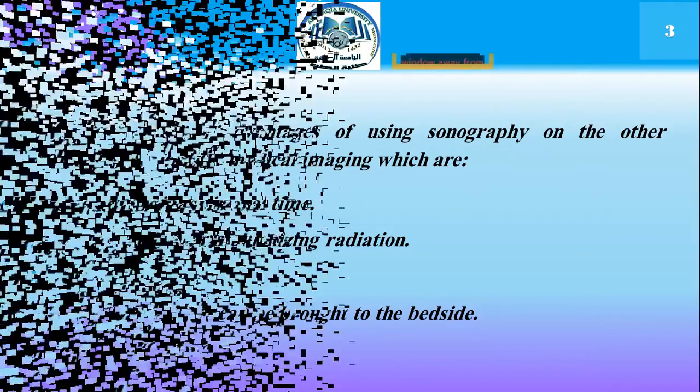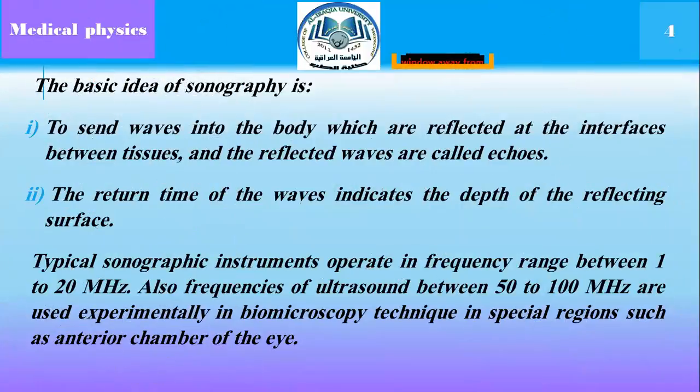The basic idea of sonography is to send waves into the body, which are reflected at the interfaces between tissues, and the reflected waves are called echoes. The return time of the waves indicates the depth of the reflecting surface. Typical sonographic instruments operate in a frequency range between 1 to 20 megahertz.